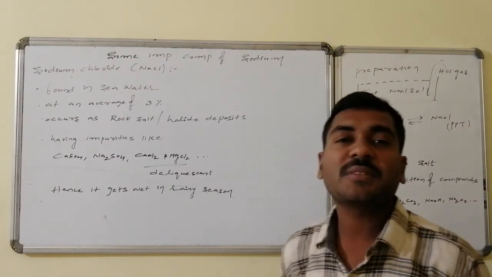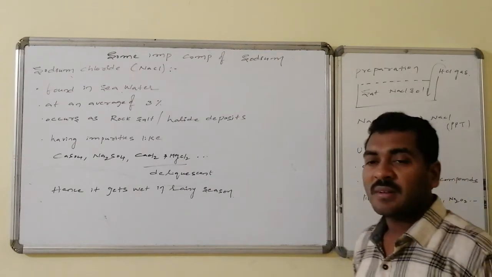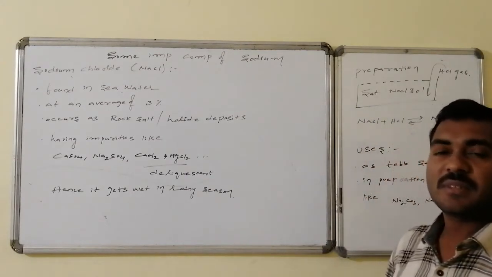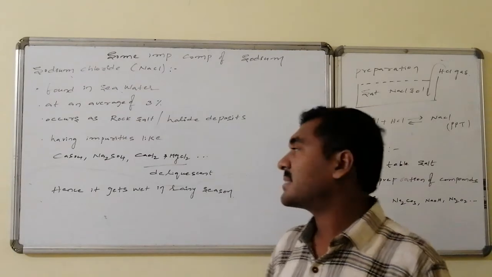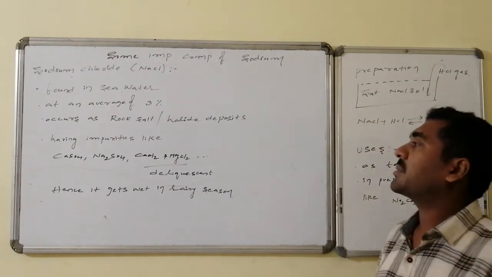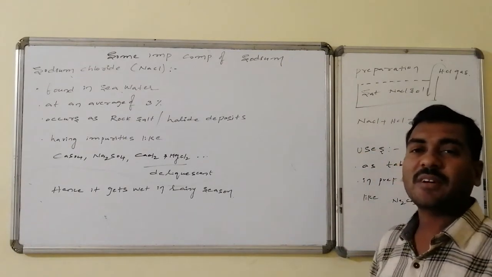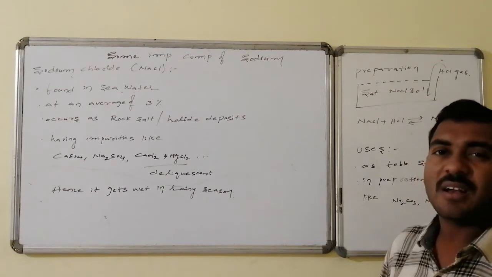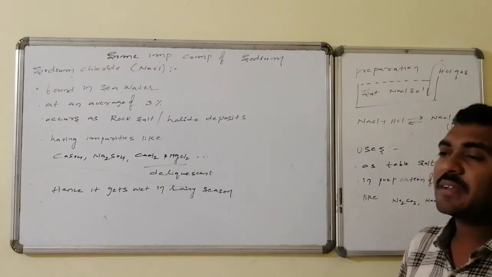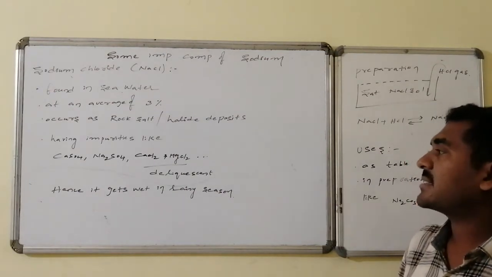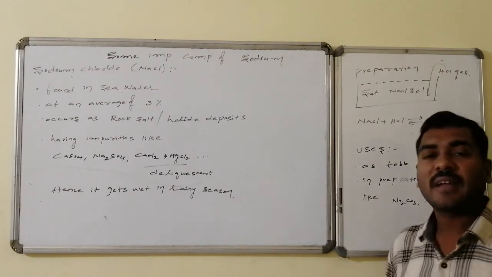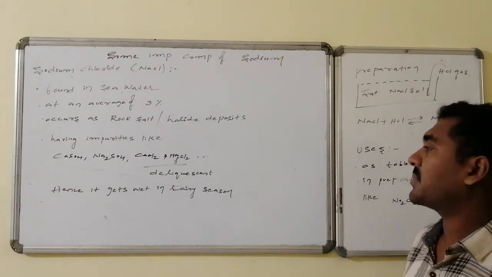The natural source of sodium chloride is seawater. On average, almost 3% of seawater consists of sodium chloride, and it occurs in the form of rock salt as well as halide deposits, having general impurities like calcium sulfate, sodium sulfate, calcium chloride as well as magnesium chloride.